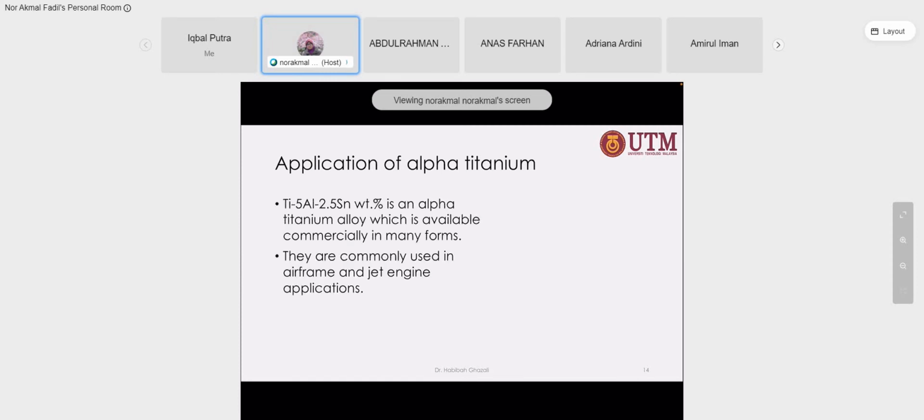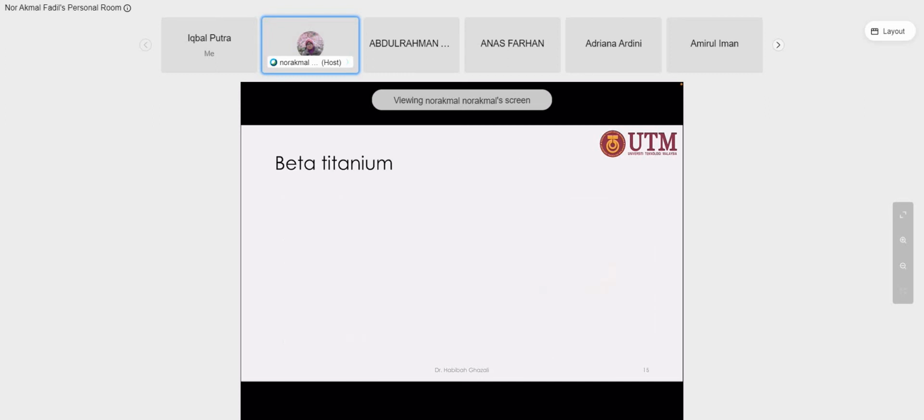For example, titanium with 5% aluminum and 2.5% tin, which is available commercially in many forms. It is commonly used in the frame and jet engine application, the frame body of the jet engine. This alloy has good weldability, stability, and strength at elevated temperature. But of course, it is expensive.